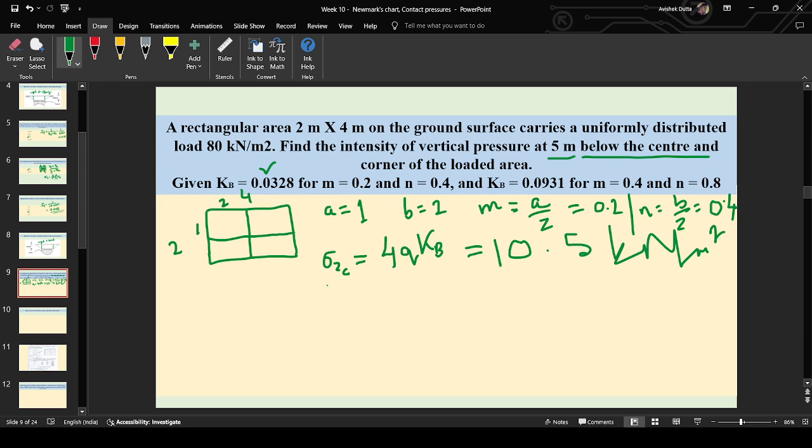Okay, this is the first part. For the second part, it is the corner of the loaded area, the corner of the main rectangle. So now what will be the value of A? If I'm considering the main rectangle and the corner, in the first question I was considering this small rectangle and the corner is this one. So A was 1 and B was 2. Now I'm considering the main rectangle and finding out the stress below this corner. So tell me the value of A over here.